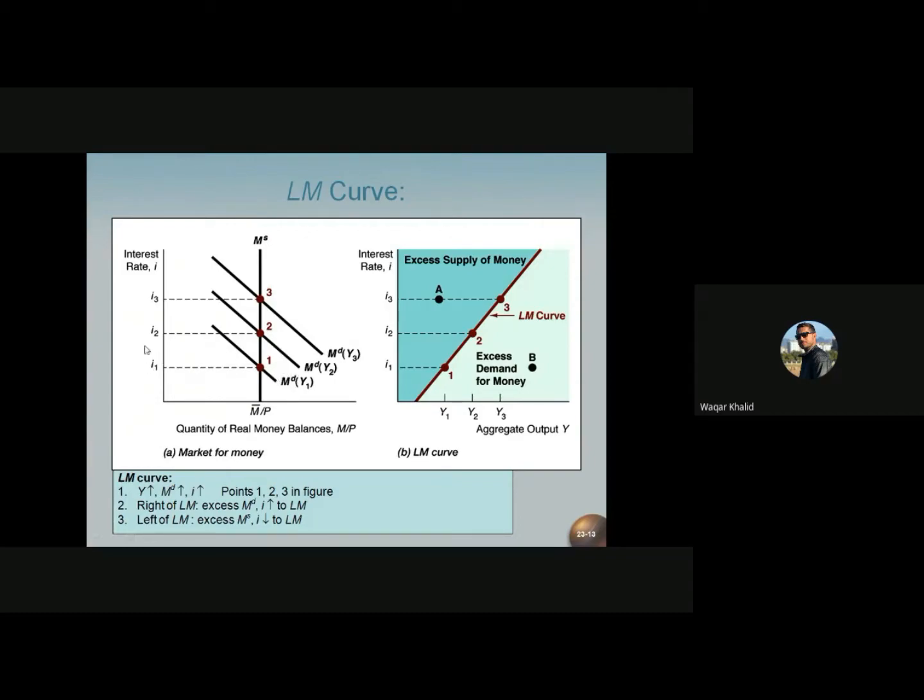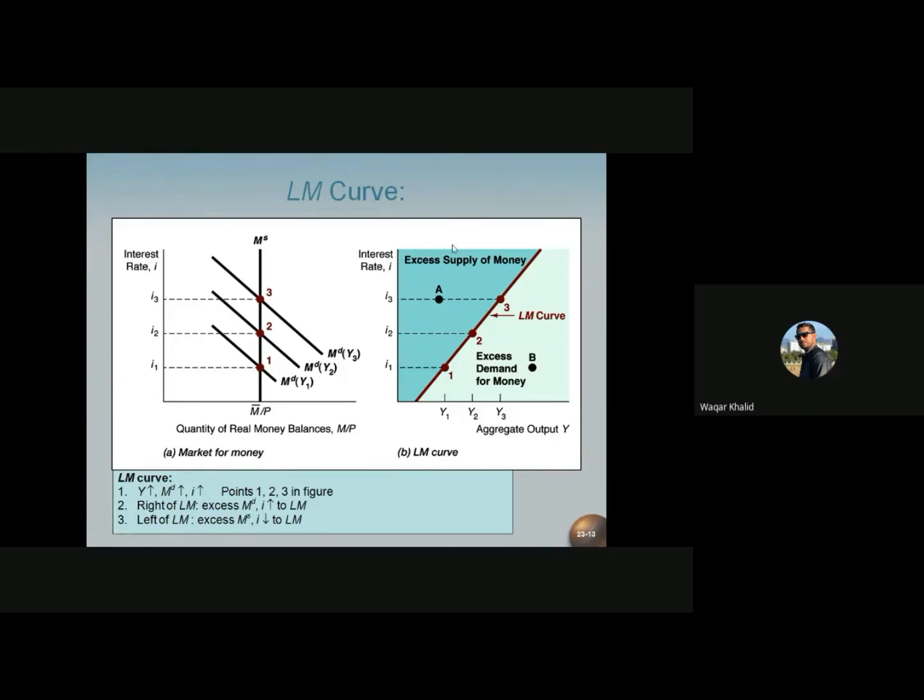And similarly, if the interest rate rises from I1 to I2, we will move from point 1 to point 2, where the money demand is now MDY2, which is higher than the previous. And similarly, if we move from I2 to I3, we are moving from point 2 to point 3, and our money demand curve is now MDY3, which is higher than the previous level. This represents the market for money.